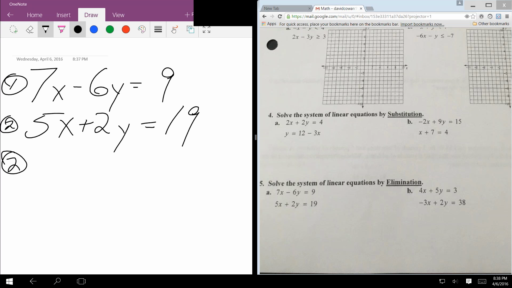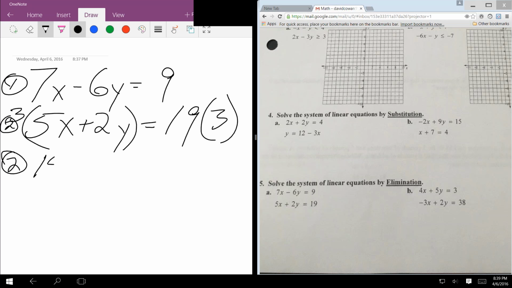But how am I going to eliminate it? I can add equations or I can subtract equations. Well, what if this was a plus 6y? If that was a plus 6y, then I'd be able to add it, and y would disappear. So how do I make this a plus 6y? What do I have to multiply equation number 2 by? Just 3. I'm multiplying both sides by 3. You're allowed to do anything you want to one side of an equation as long as you do it to the other. So what's my new equation number 2?